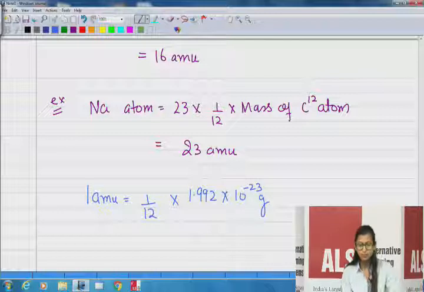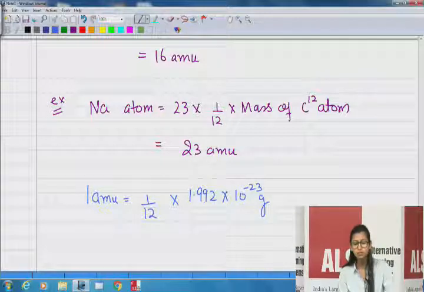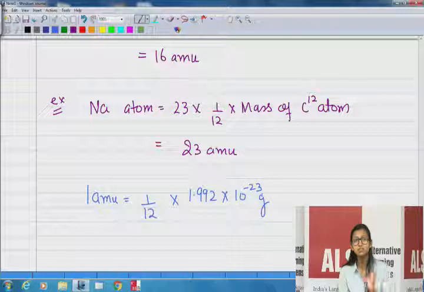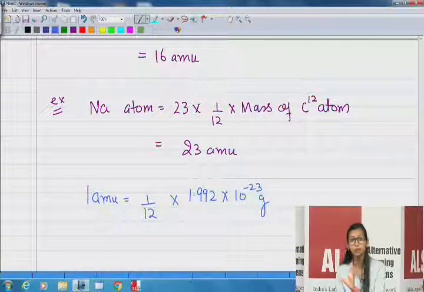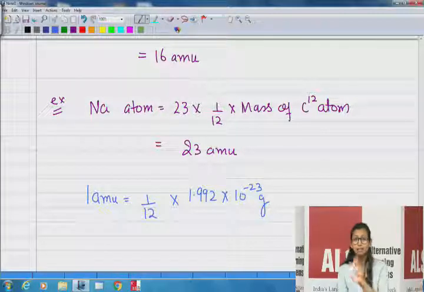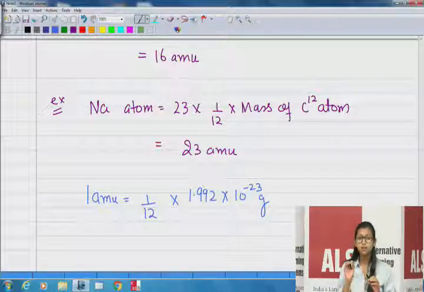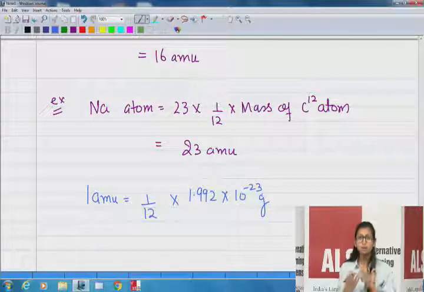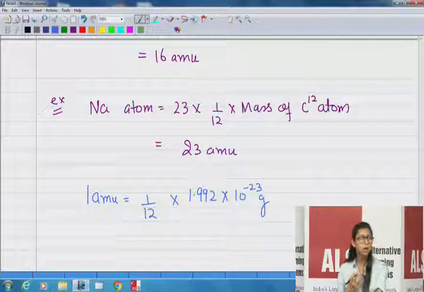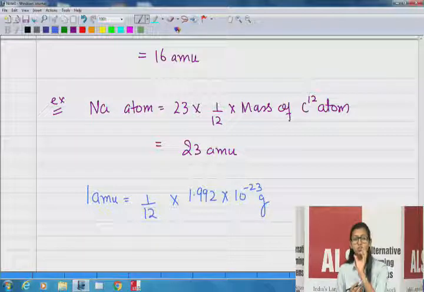This is in grams, 1.992 into 10 to the power minus 23, this is the mass of a single atom. Now don't get confused that ma'am, the mass of carbon is 12, that is for 1 mole, I will explain it again. When the instruments were developed, they gave us the reading like this, 1.992 into 10 to the power minus 23 gram, this is the mass of a single atom.